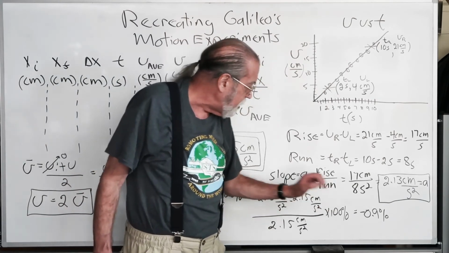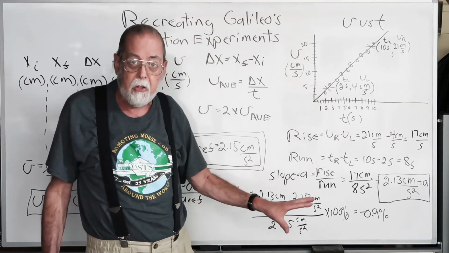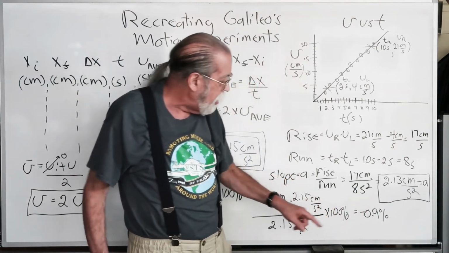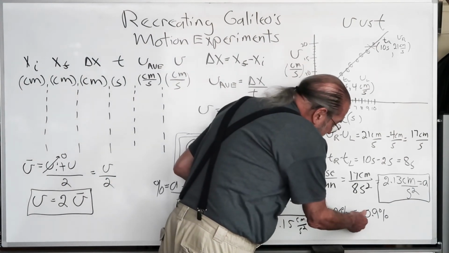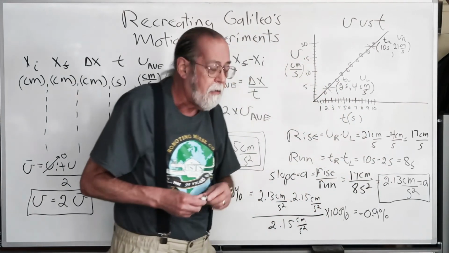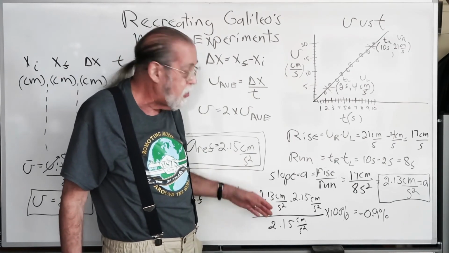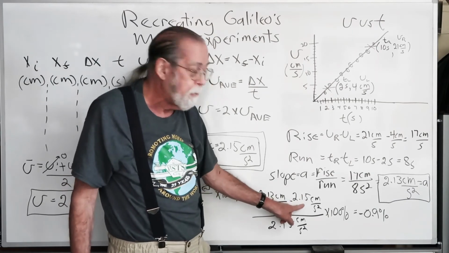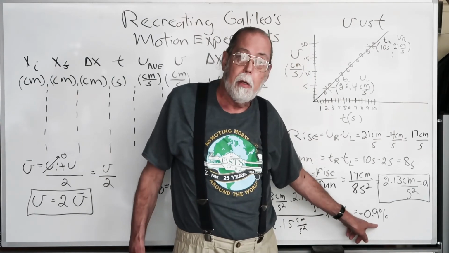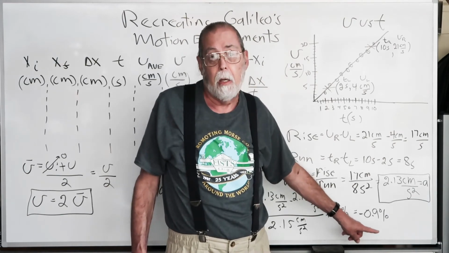When I did that, here the units cancel out. We get centimeters per second squared in the top, centimeters per second squared in the bottom, cancel, cancel. So we're left with the pure number times 100%. I got a negative 0.9%. It is perfectly fine to get a negative value for the percent relative error. That simply means that your value was less than the reference value. You probably won't get a percentage this low, but it should be less than about 5%.